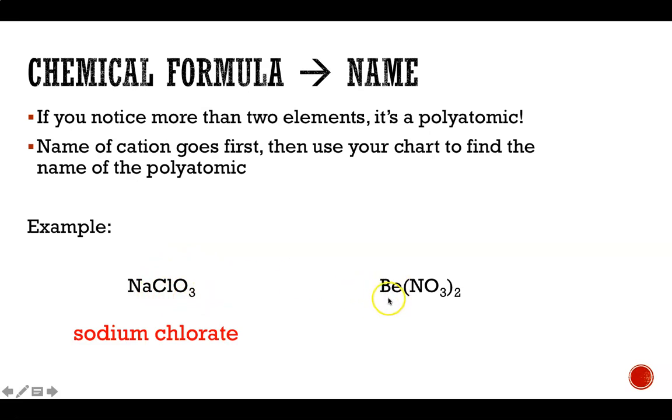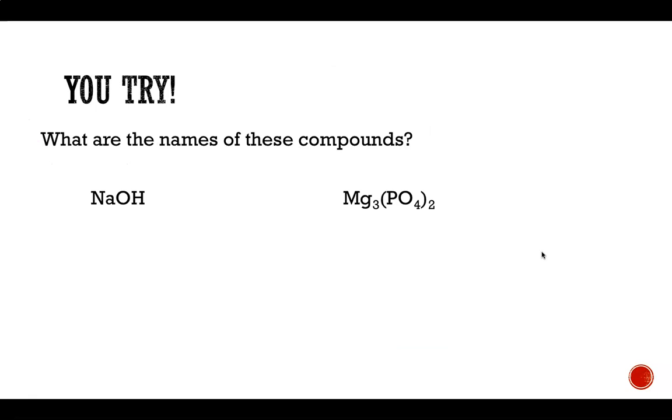So the next one, we've got Be. So we've got beryllium, we've got nitrogen, and we've got oxygen. We've got 3 elements there. So boom, right away you know that it's not a normal ionic compound. There has to be a polyatomic in here, and you're going to want to go to your chart and find out what the name of NO3 is. So in this case, this would be called beryllium nitrate.